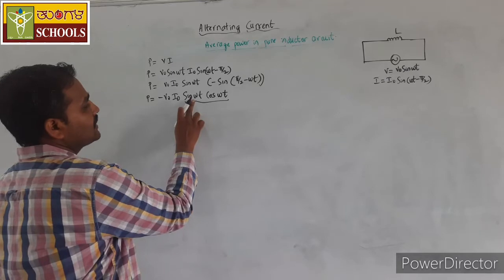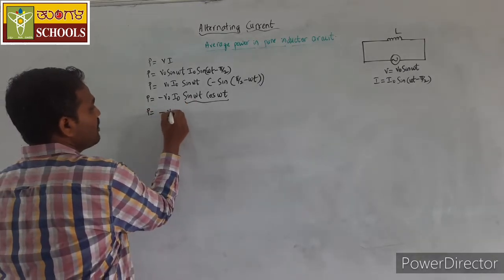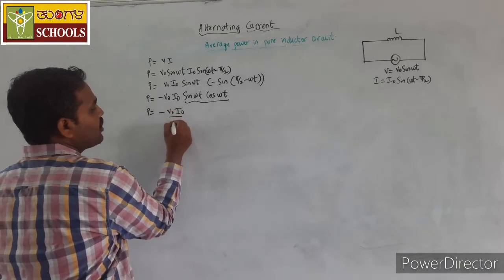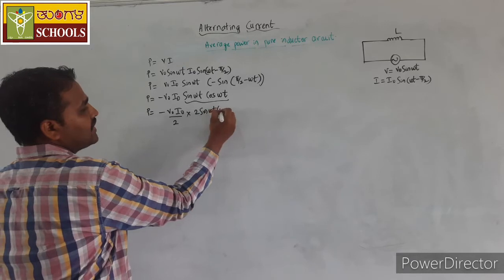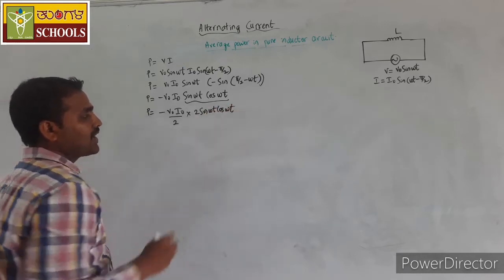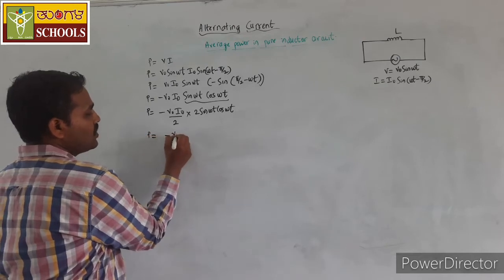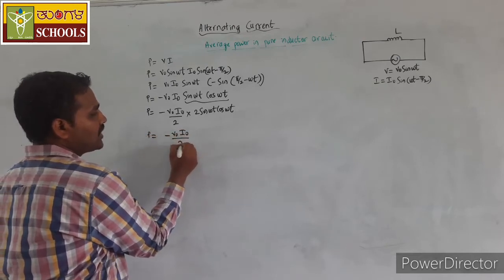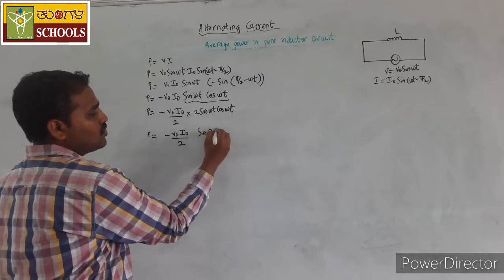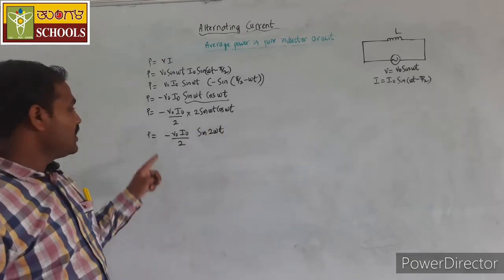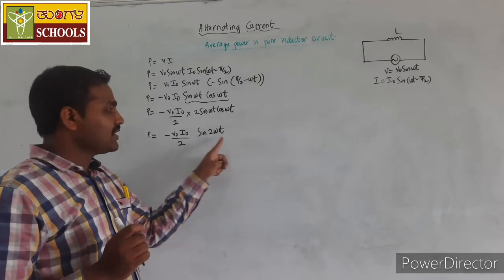For that, multiply and divide by 2, so I can write P is equal to minus V naught I naught divided by 2 into sin omega t into cos omega t. So, this I can write as P is equal to minus V naught I naught divided by 2 into sin 2 omega t. This is the expression for the instantaneous power at any time t.